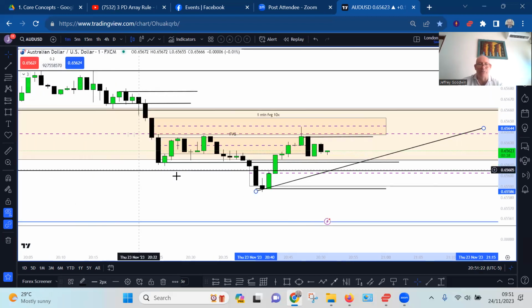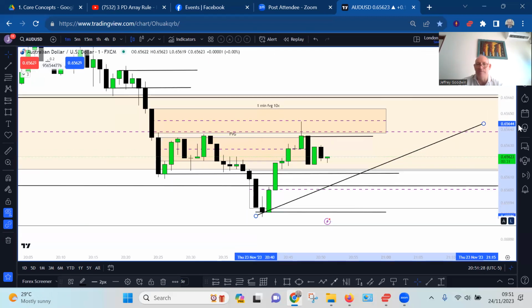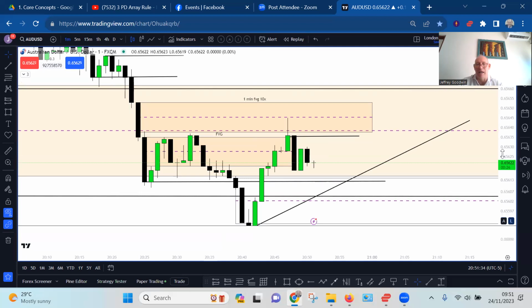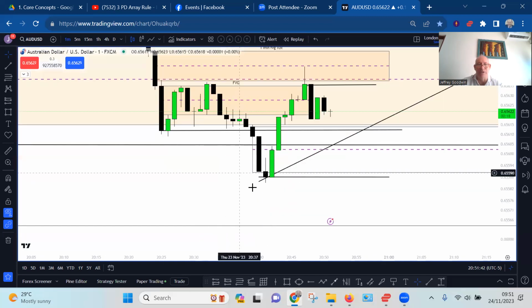Well, I've spoken about the balanced price range, BPR, here. That was only sellers going down, only buyers going up. You could have a higher risk, but low risk in terms of your entry because of this here. You can make a small trade here, target down here, or you can just wait for this down here.